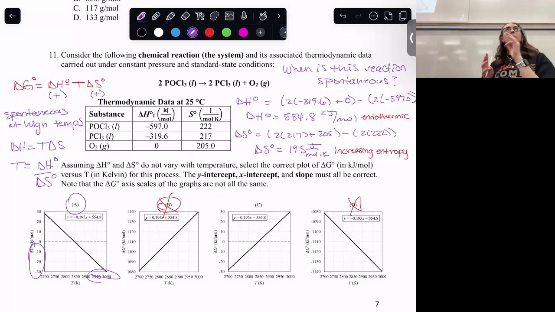Yep, we have to make sure that our units are the same, right? Here we have kilojoules per mole, and here we have joules per mole Kelvin. So just make sure that either both of them are in kilojoules or both of them are in joules.